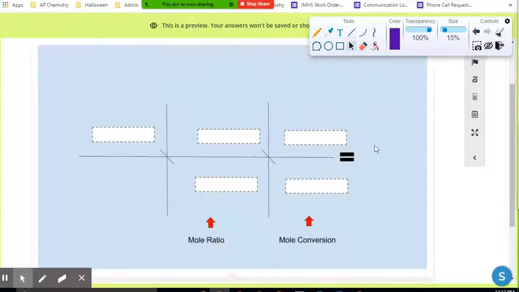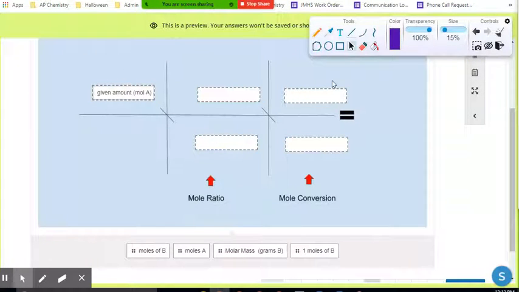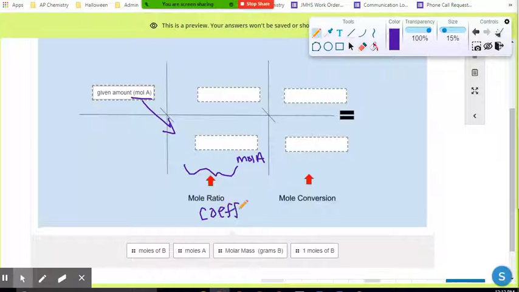So I want to point out a couple things on this. Okay, so we're going to start with given amount moles of A. Okay, we would take the words and bring those down to the right. So we have moles of A down here. If you notice, this is the first time that we're seeing moles of A. So therefore, that is your ratio. Right? Mole ratio. This is where coefficients are going to go. Okay? So we're going to go ahead and grab not the 1 mole of anything. We're going to grab moles of A and put that right here.